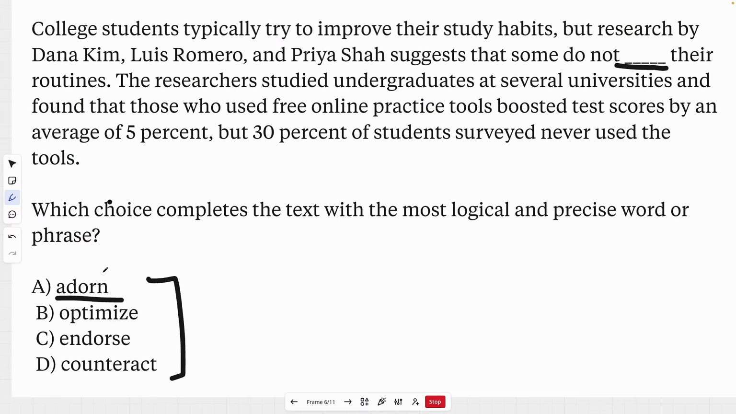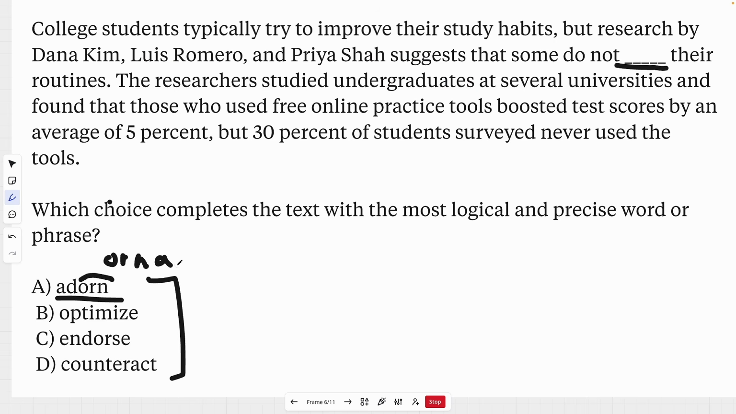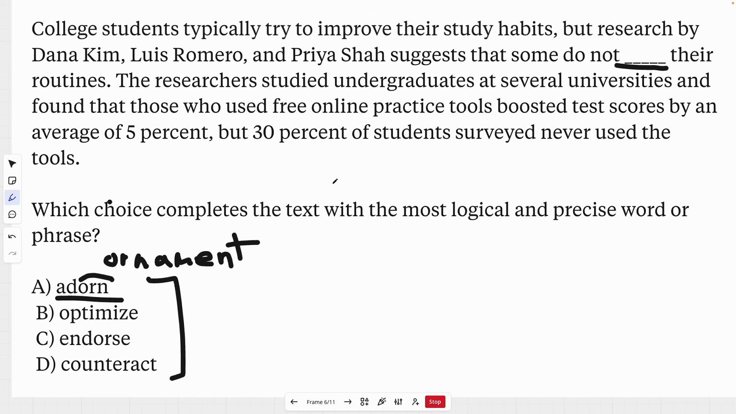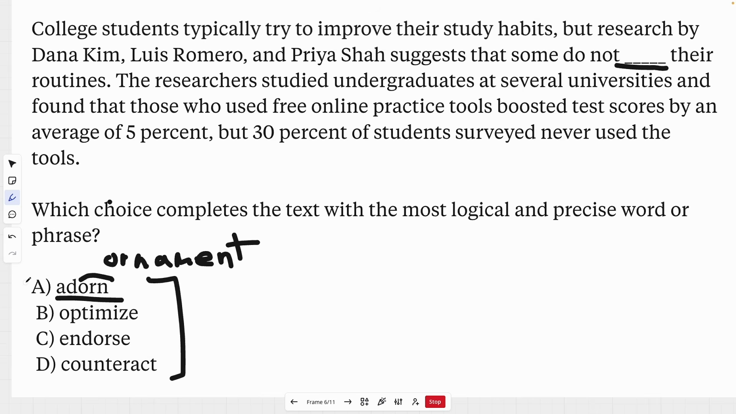So adorn, it doesn't give you that much information, but you have this orn part that kind of looks like the word ornament, you know, like you hang on a Christmas tree and stuff. So it kind of makes it seem like something about designs, making something better than it is right now. So that could work, but do people really adorn their routines? Do people like make them more pretty? I mean, not really that often, so I would probably eliminate that one.